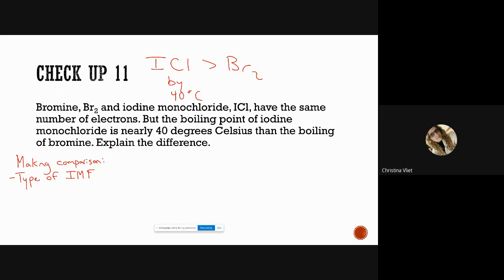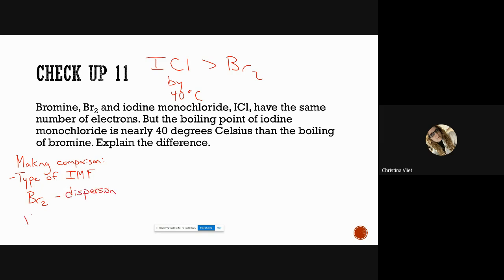All right, here we go. Let's continue. Type of IMF. Julio was completely correct on Br2. Br2 is dispersion, right? It's a bromine with another bromine. It's completely nonpolar. It will be dispersion.